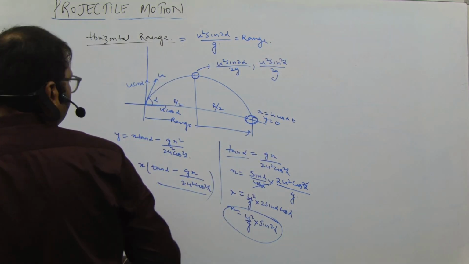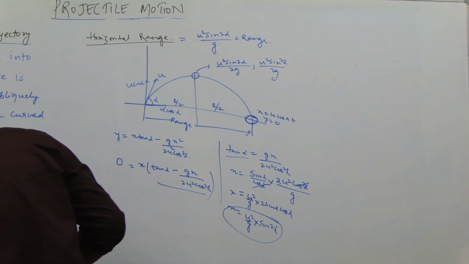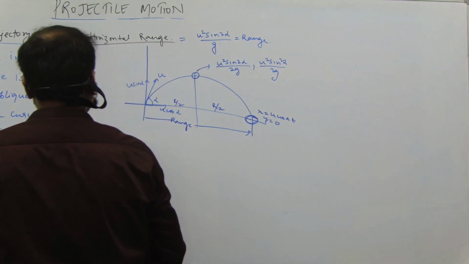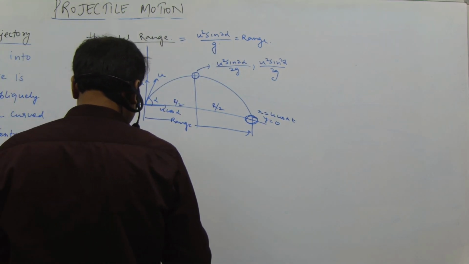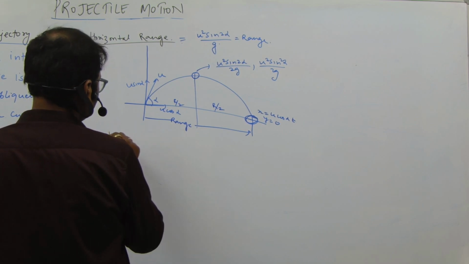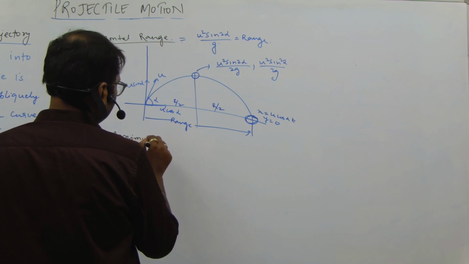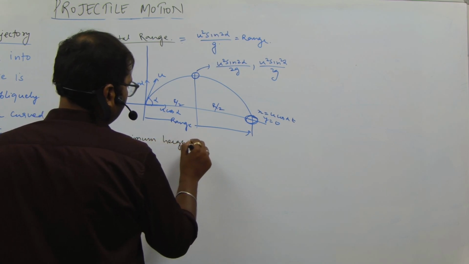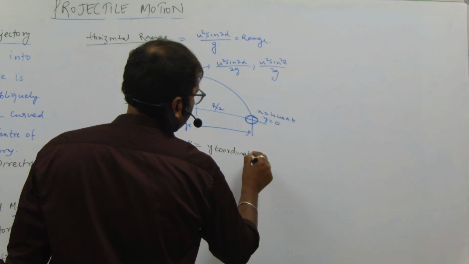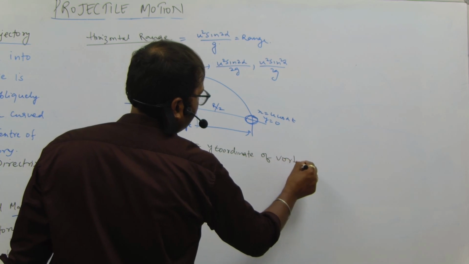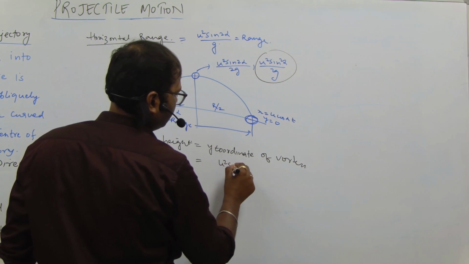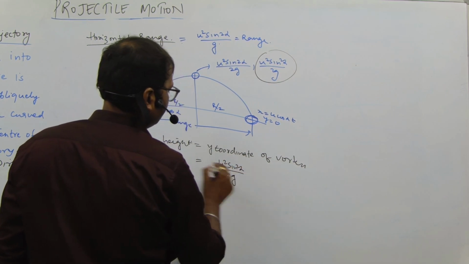Okay, also what we have to find? Maximum height. Okay, how can we find the maximum height? Obviously, the y coordinate of the vertex will be the maximum height. So the maximum height is equal to the y coordinate of the vertex. So the y coordinate of the vertex is this. So the maximum height is equal to u square sin square alpha upon 2g.